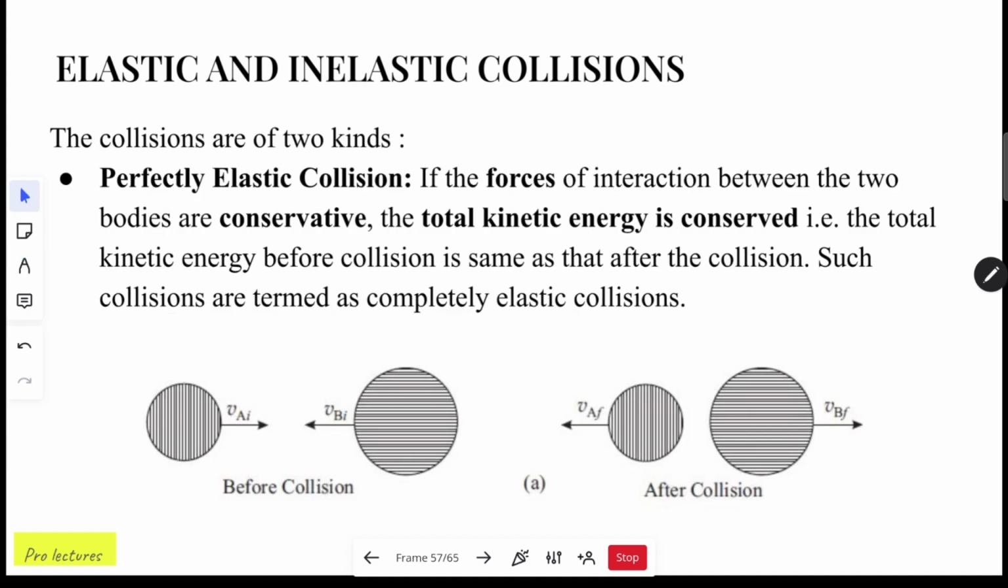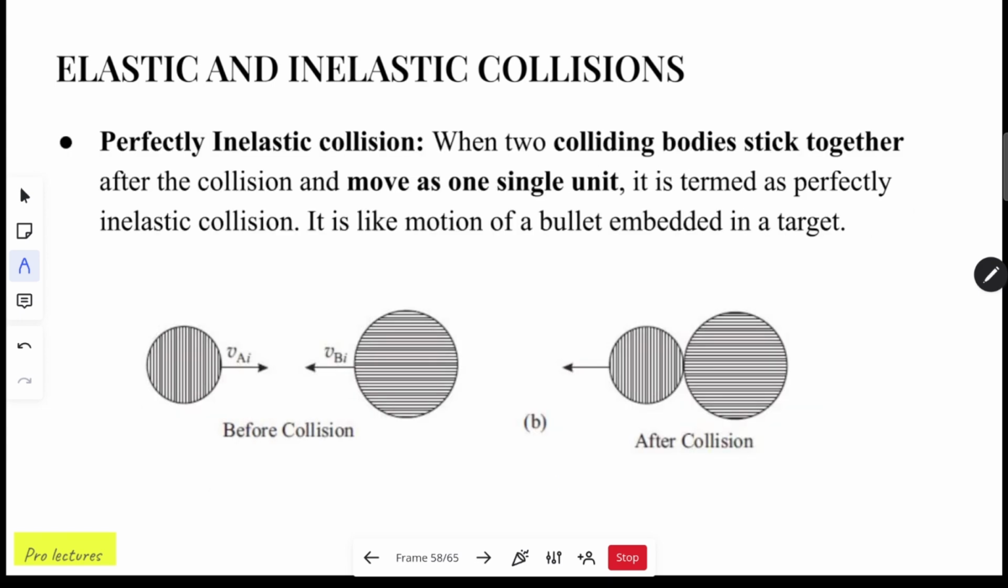There are two kinds of collision: perfectly elastic collision and perfectly inelastic collision. If the forces of interaction between the two bodies are conservative, the total kinetic energy is conserved, and the collision is said to be perfectly elastic. Here, the total kinetic energy before collision is the same as after collision. Such collisions are termed completely elastic collisions. The other type is inelastic collision, where the colliding bodies stick together and move as a single unit. This is termed inelastic collision. It's like the motion of a bullet embedded into the target.